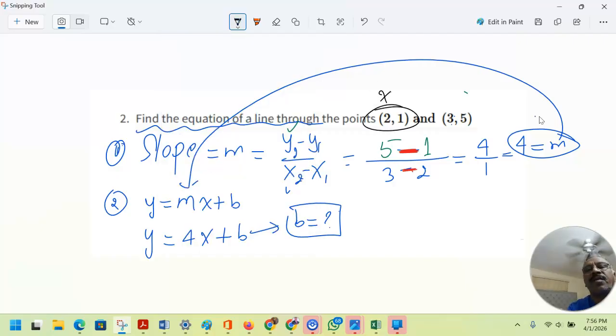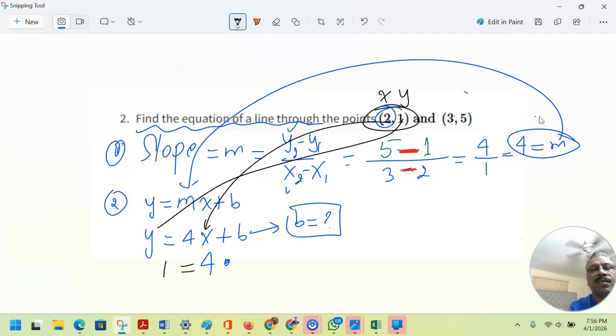So in place of x, you put 2. In place of y, you put 1. So this one will go here. So 1 equals 4 times x, and the x is 2. So x is 2. This will go, so 4 times 2. I'm using the black color to show that I'm plugging in the point, right? And plus b. So do a little math here. You get 1 equals 8 plus b.